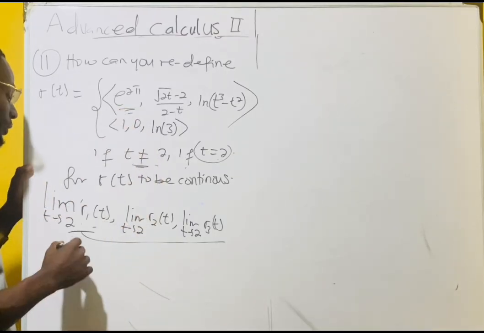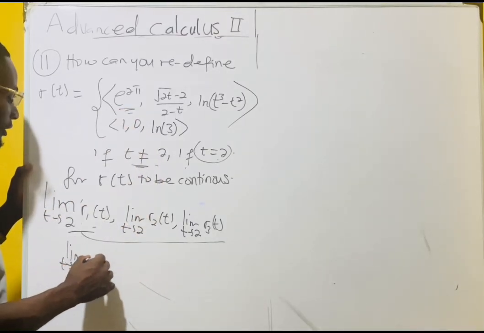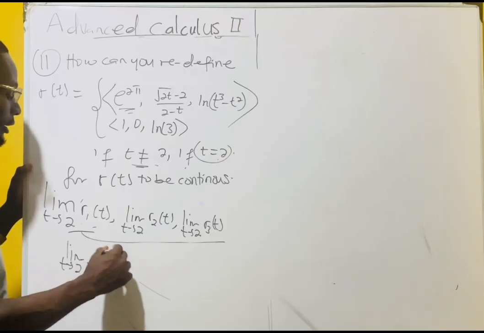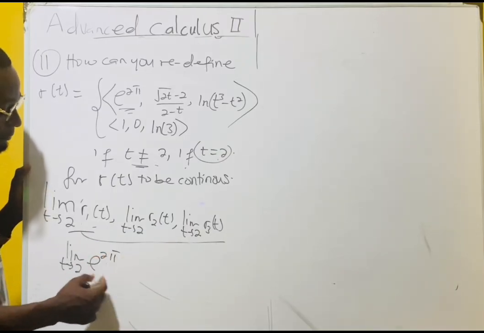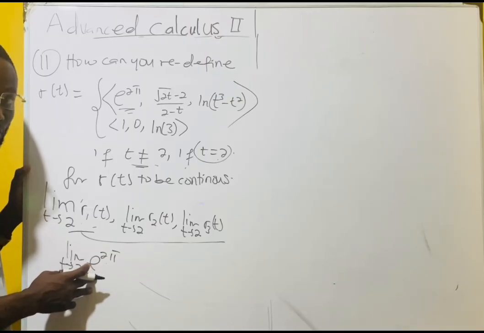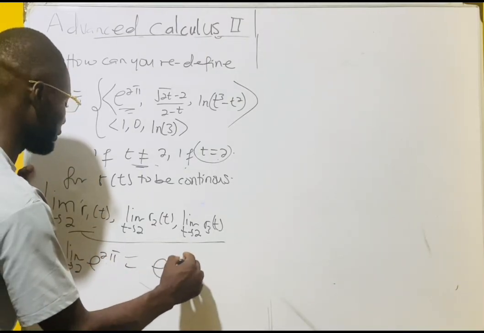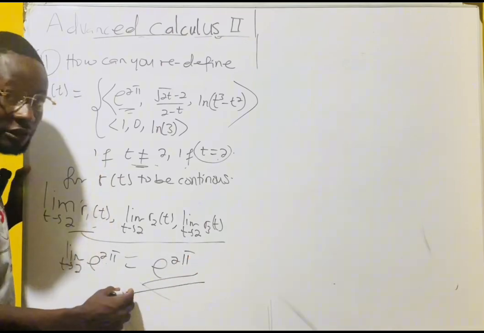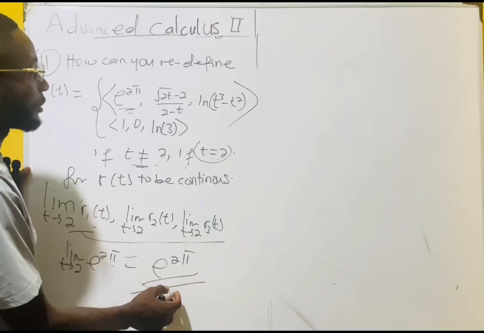So the first part, we know that limit as t approaches 2 of e to the what? 2t, 2 pi, we're going to have the same function, right? So this we're going to have e to the what? 2t. So the same function, because we don't have any t in it. So that is the same function we're going to have.